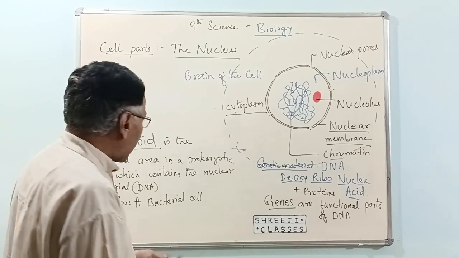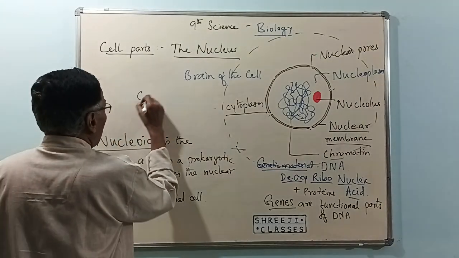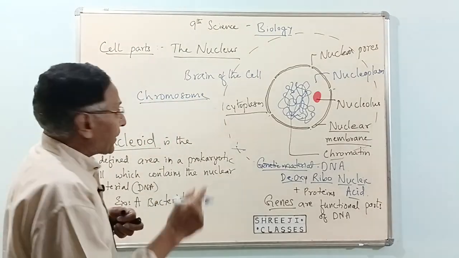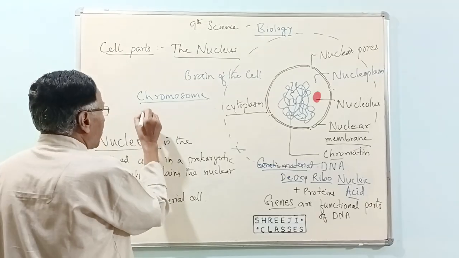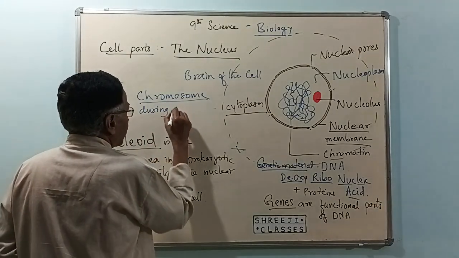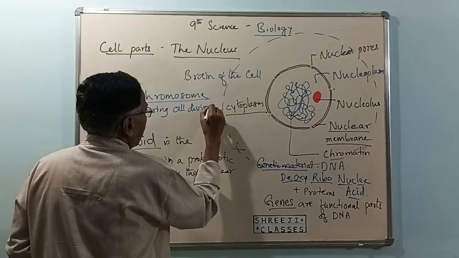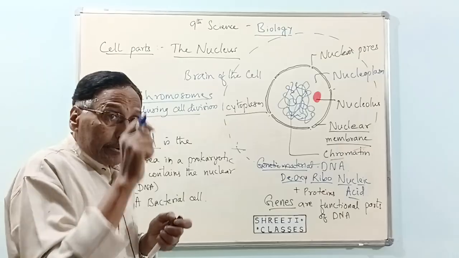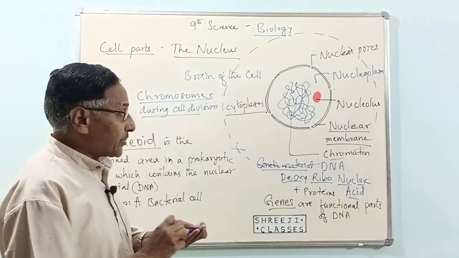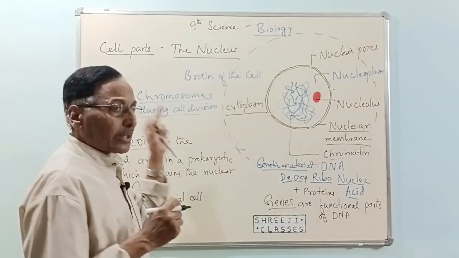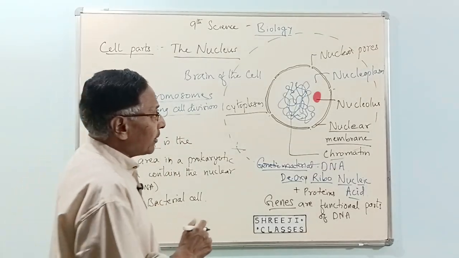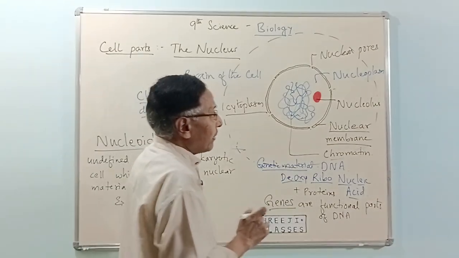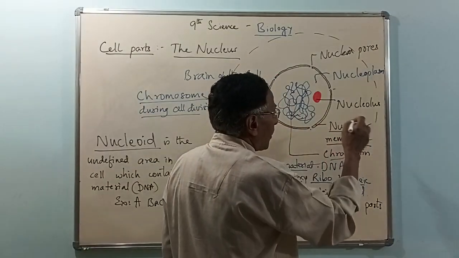This chromatin later changes into a chromosome. Chromatin changes into chromosome during cell division. Chromatin changes into spiral rod-like structures which are called chromosomes only during cell division. Also, you see one or more dark spherical structures within the nucleus which are called nucleolus or nucleoli.